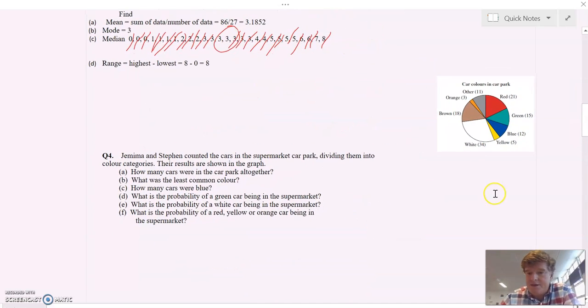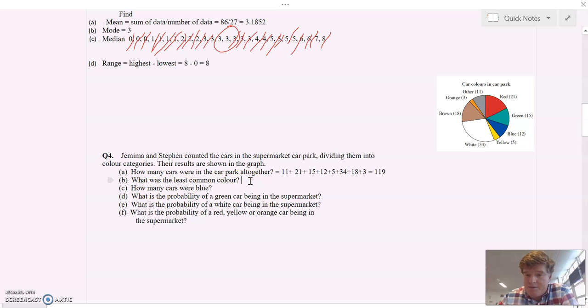Now we're referring to this diagram here. How many cars are in the car park all together? So the way we're going to do it is add them all together. So let's work around from the other. So 11 there plus 21 plus 21 plus 15 plus 12 plus 5 plus 34 plus 18 plus 3. That equals 119. So that's the number of cars in the car park.